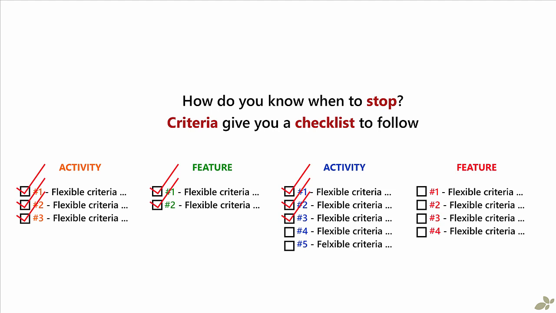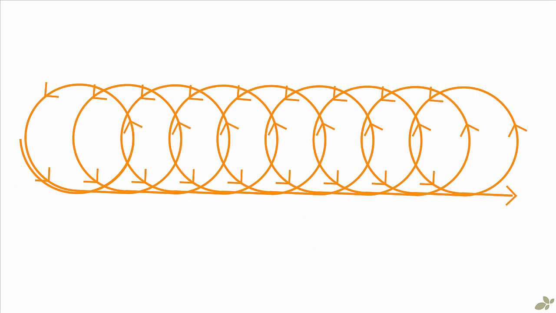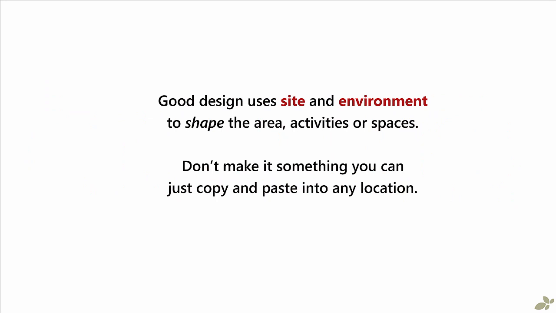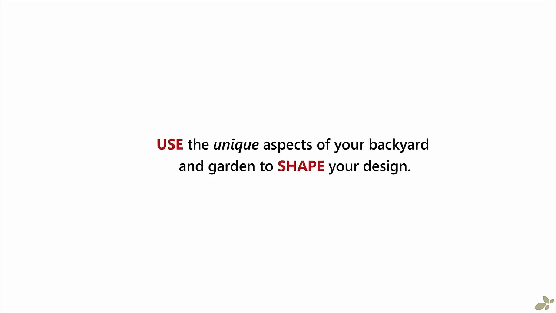The design process itself is cyclical, and you'll no doubt come back to change and refine areas a few times. Good design uses the site and environment to shape the areas, activities, or spaces you are designing. Don't make it something you can cut and paste into any location. Try and use the unique aspects of your backyard or garden and incorporate them into your design. Once again, I'm getting a bit ahead of myself.